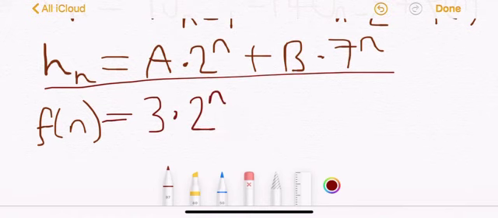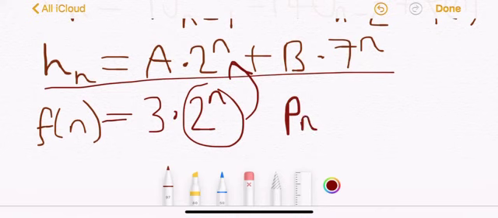Well, this has a 2 to the n in it, and there's a 2 to the n in it here. So the particular solution we need to consider, rather than just being a times 2 to the n, we need to multiply this through by n. So we get a n 2 to the n.